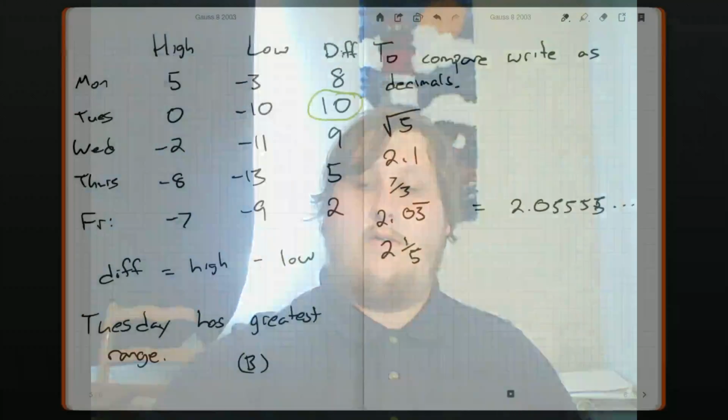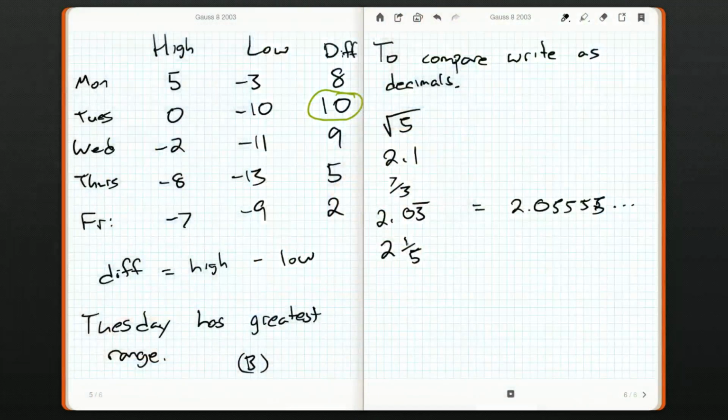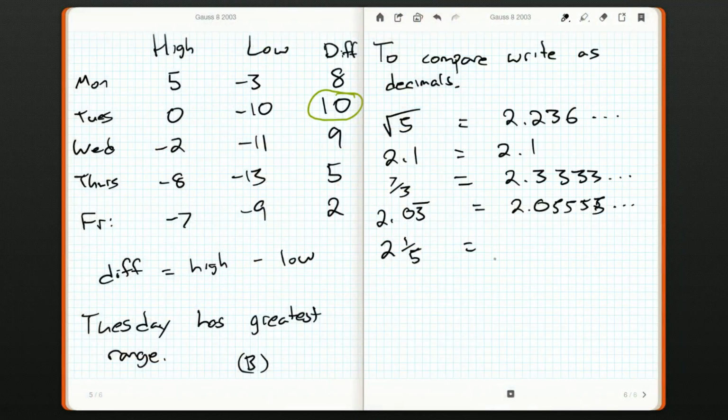Anyway, 2.236. But what we can do is take our calculator for each of these numbers and expand them out just a little bit. 2.236 plus some other stuff. This is 2.1, plain and simple. 7/3, 7 divided by 3, that's 2.33333 repeating, as we would expect with the thirds here. And 2 and 1/5, that's going to be 2.2.